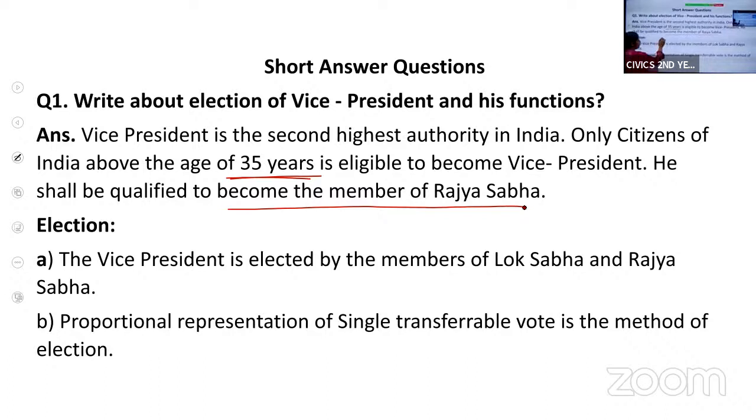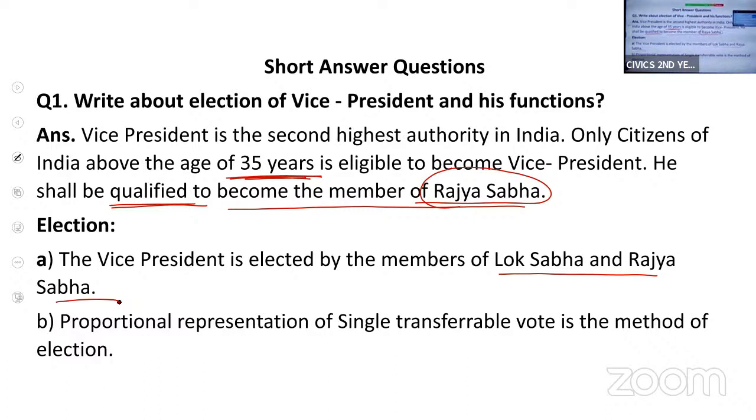He should be a citizen of India. He should be above 35 years of age. And he should be qualified, that means he should possess the qualification to become the member of Rajya Sabha. Okay, so let us see how Vice President is elected. The Vice President is elected by the members of both the houses, that is Rajya Sabha and Lok Sabha.